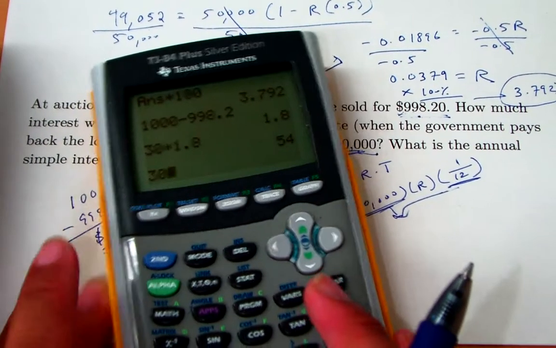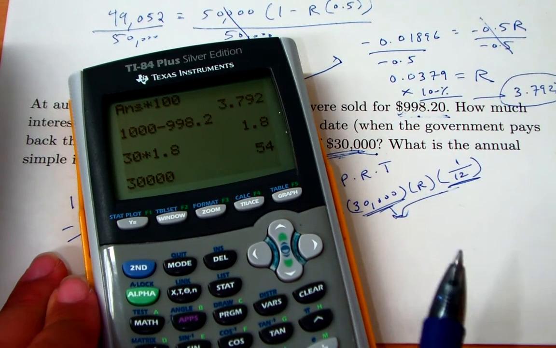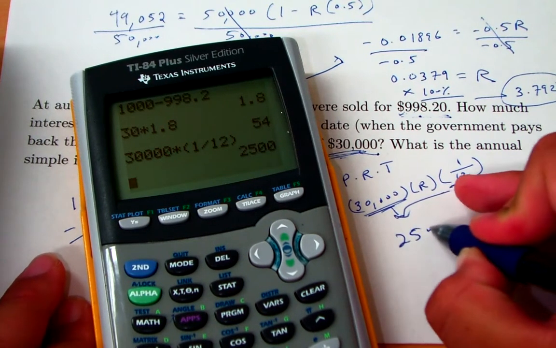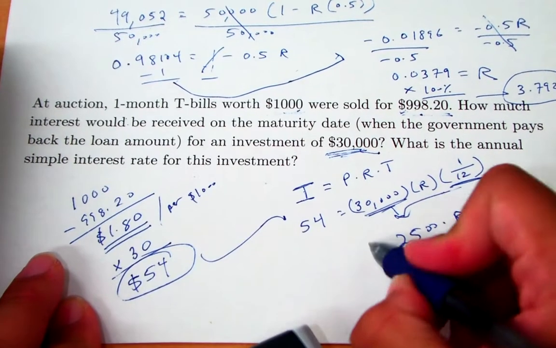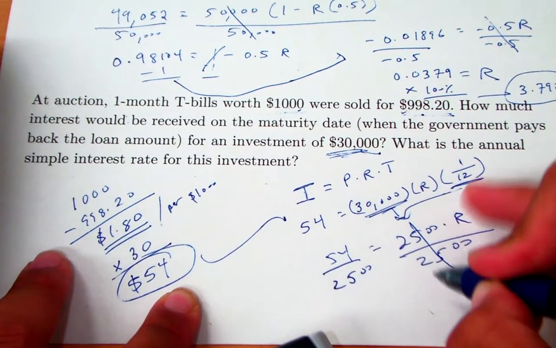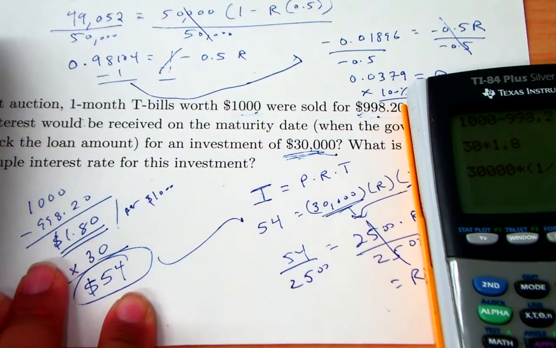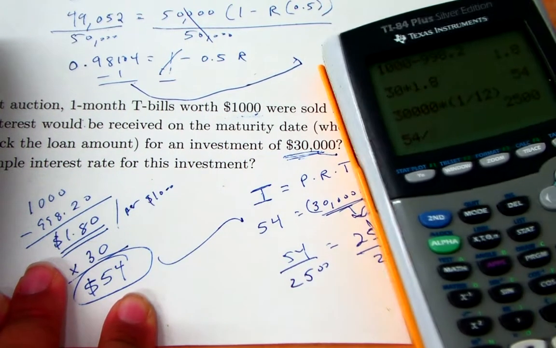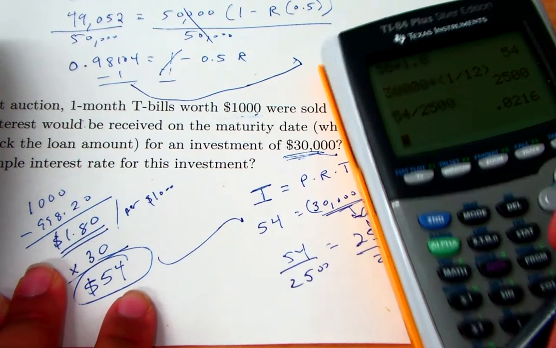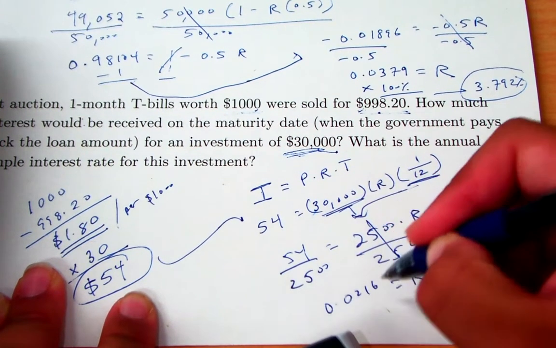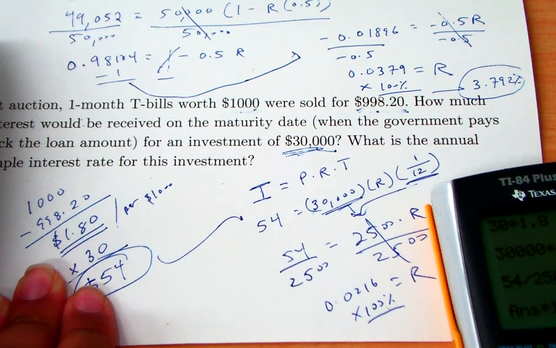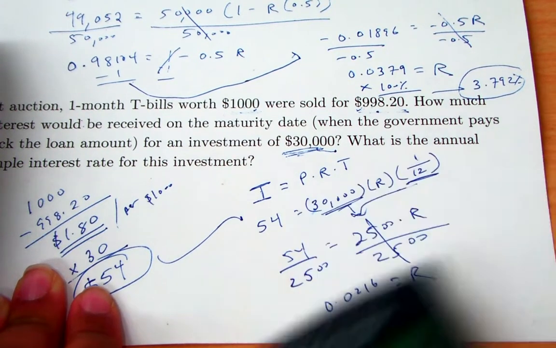30,000 times 1/12 will give me 2,500 times R equaling 54. Divide both sides by 2,500, and I have my R value. 54 divided by 2,500 yields that decimal there, 0.0216, which as a percentage, times 100%, gives me 2.16%.